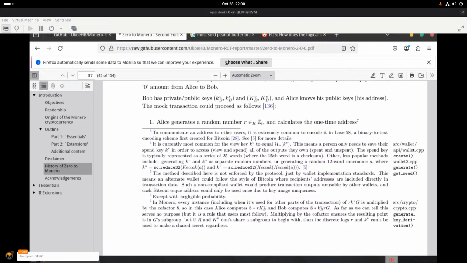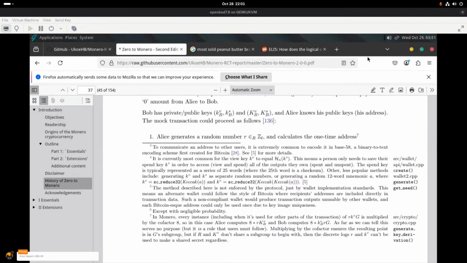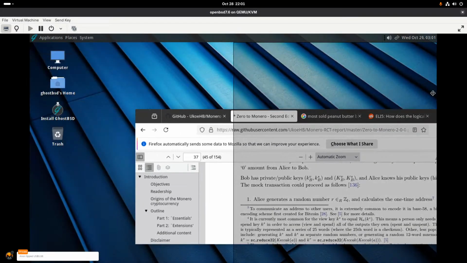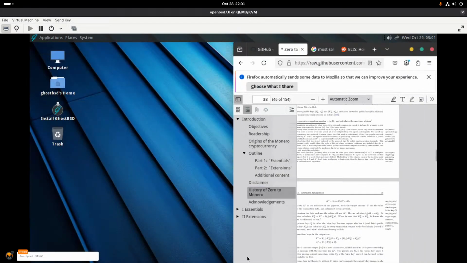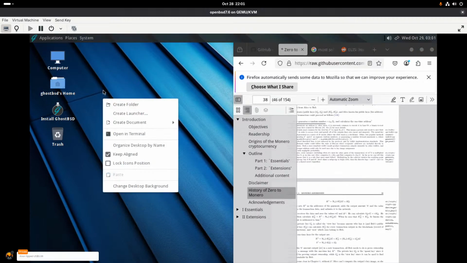Just stick around for the stream. This is going to be a long series, I think. I don't know, I'm not entirely sure. We're going to read Zcash after we're done reading this. Maybe I should do some notes. Interesting. Create a document.